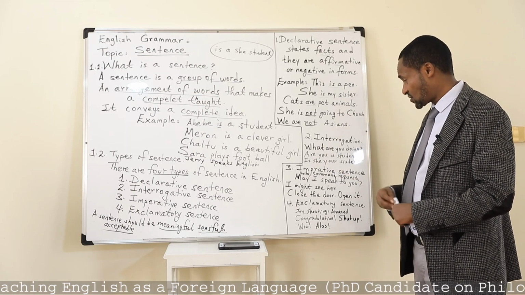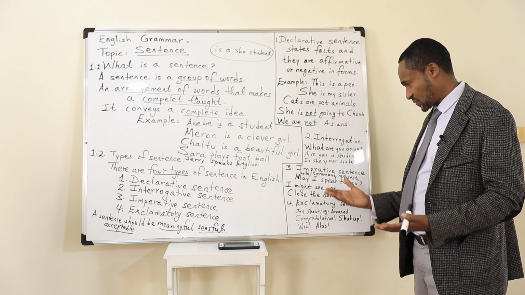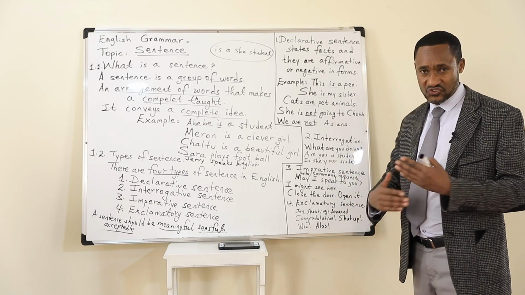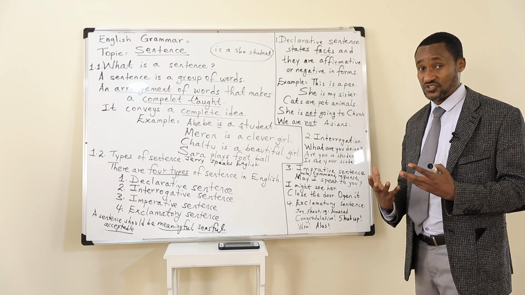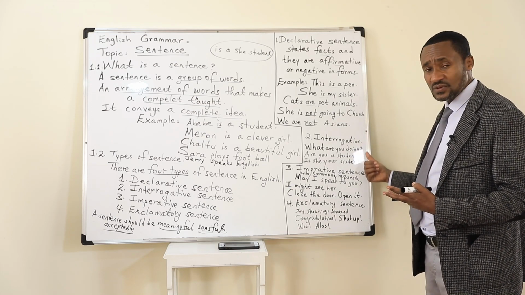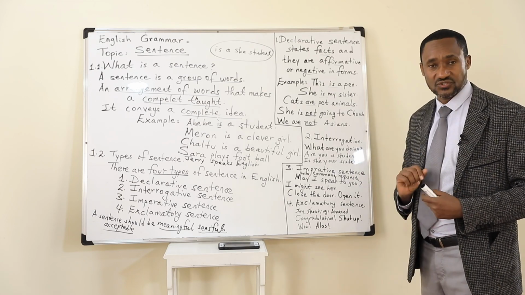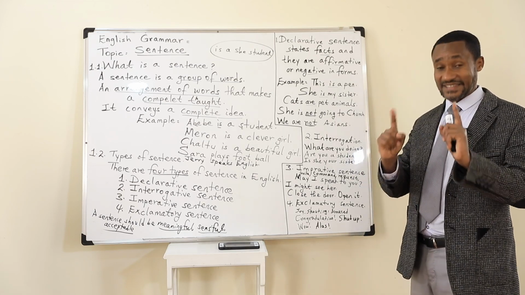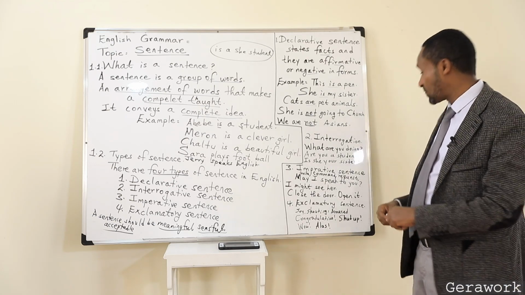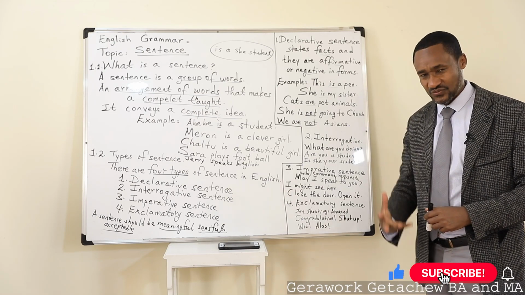The second type of sentence is interrogative. It's about: What are you doing? Are you a student? Is she your sister? We are asking a question. At the end of an interrogative sentence, there are punctuation marks called question marks. Question marks indicate that the sentences are interrogative, or inquiry types of sentences.